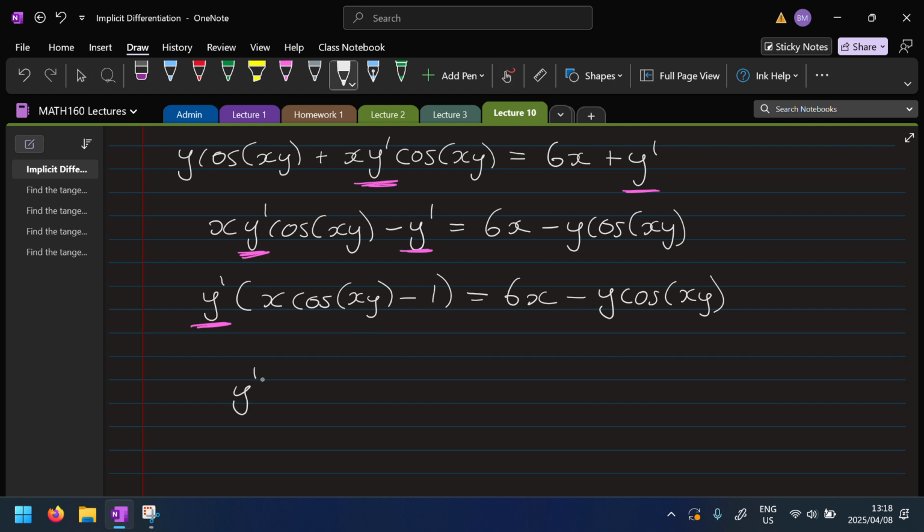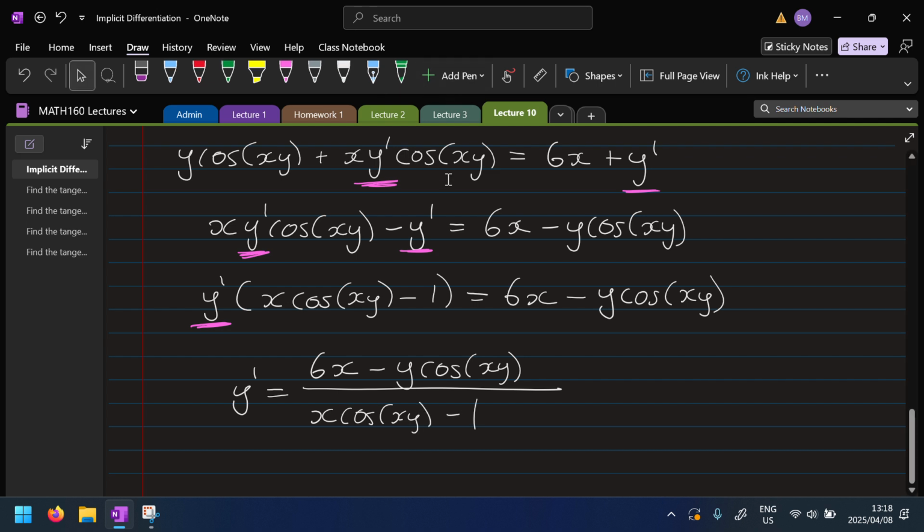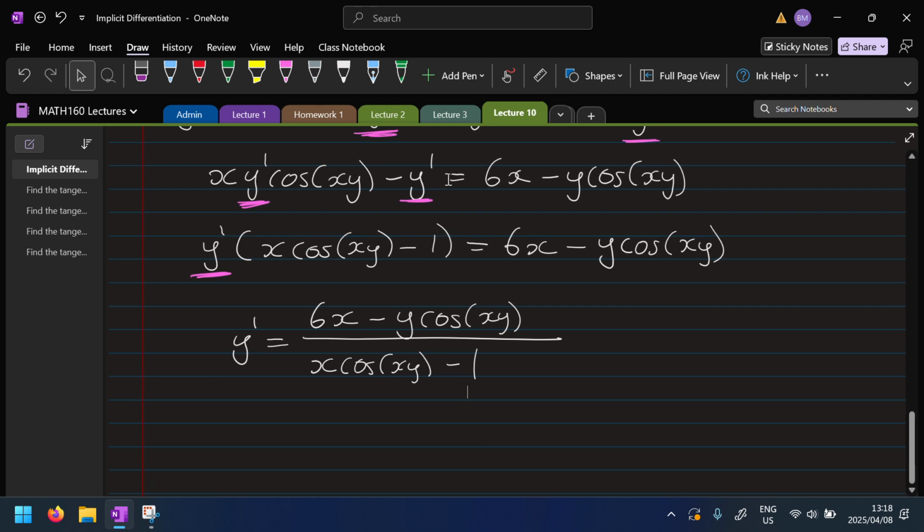So we're going to have y prime is equal to 6x minus y cos xy, all divided by x cos xy minus 1. Okay, and again, given some point P at some xy, we can substitute x, we can substitute y, and that will give us y prime, which is also the gradient of the tangent line at that point.